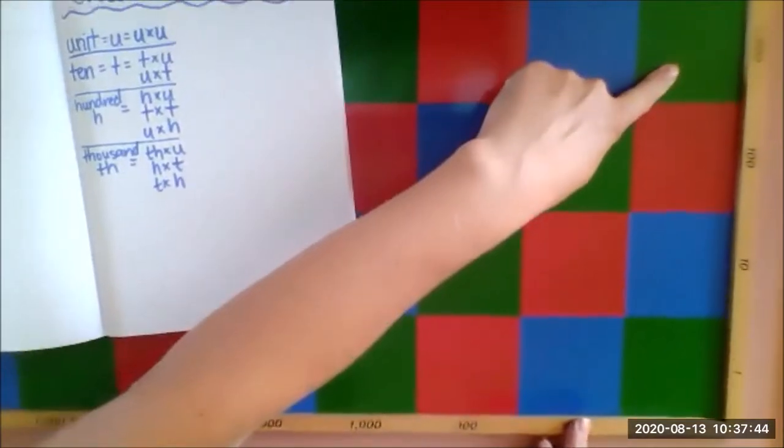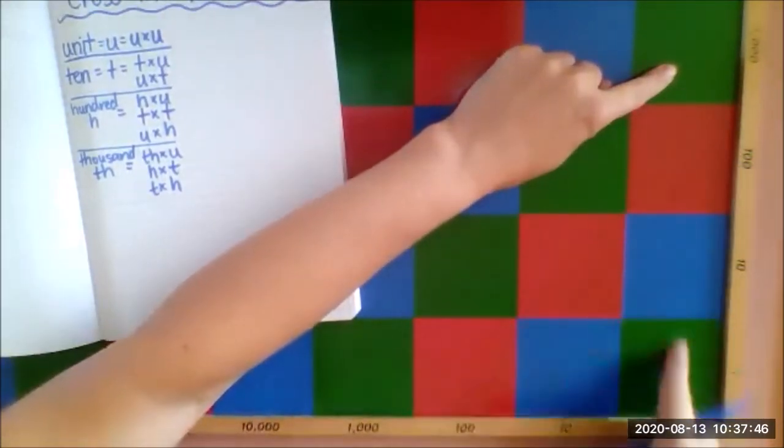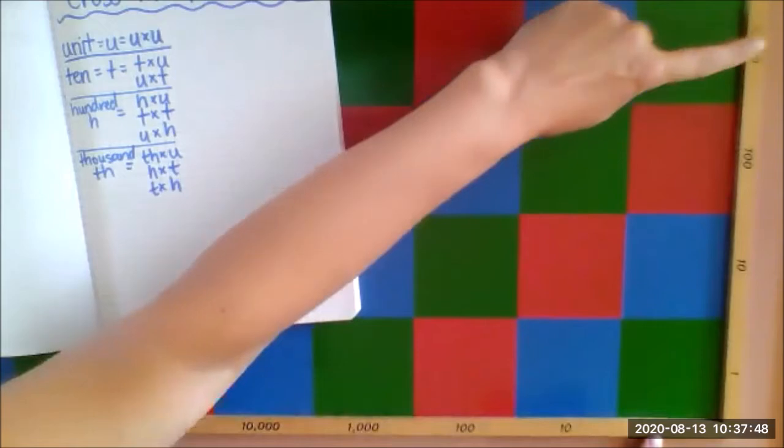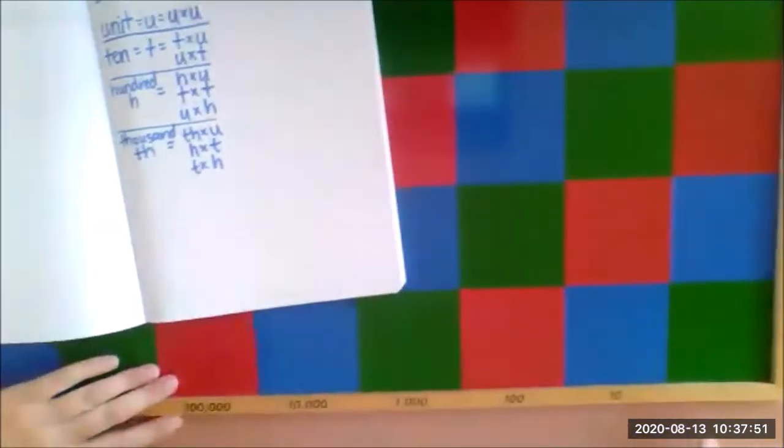And we have one more 1,000. It's this one way up here in the corner. And we make that by multiplying a unit times 1,000, a unit times 1,000.